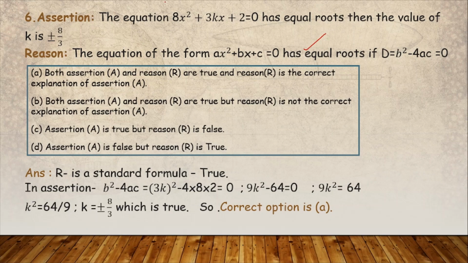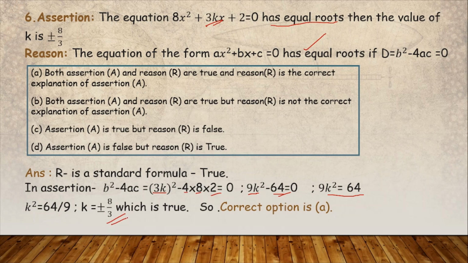Now the assertion. We will check that rule. They are telling it has equal roots. So equal roots means b square minus 4ac equals 0. b square is nothing but 3k square, so 3k the whole square is 9k square. And 4ac is 4 into 8 into 2. 4 2s are 8, 8 8s are 64. So transpose it, 9k square equal to 64. k square equal to 64 by 9. Take the root of it, k equal to plus or minus 8 by 3.